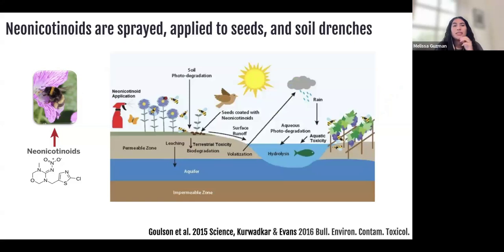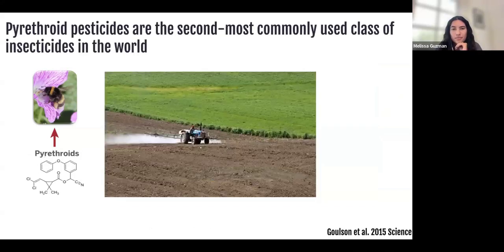The other problem is that neonicotinoids have many different exposure routes for bees. They're sprayed, they are applied to soil drenches, but they're also applied to seeds. And when they're applied to seeds, they become systemic, meaning that many different parts of the plant tissue have these compounds and expose bees.